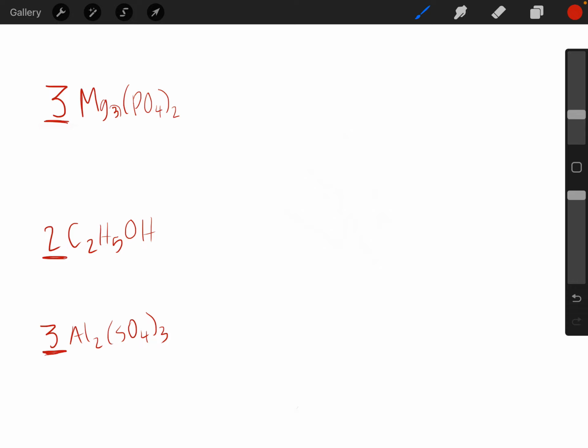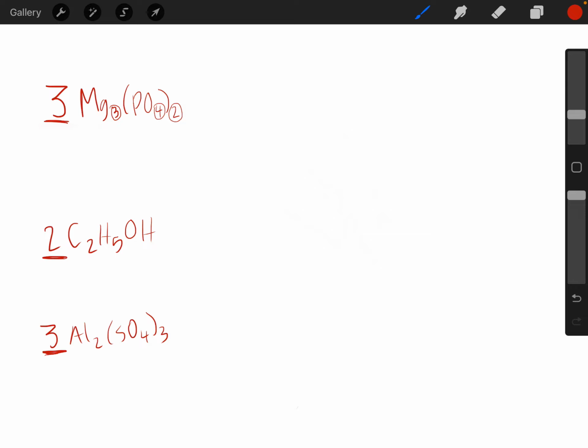Next, you'll notice these little teeny tiny guys. Those guys are called subscripts. There's two types of subscripts you can have. The first is one that's directly attached to an element symbol. So for example, Mg3 would just say that there's 3 magnesiums.